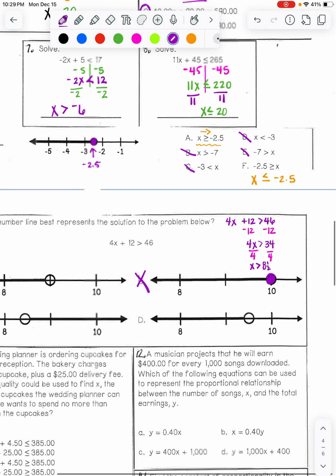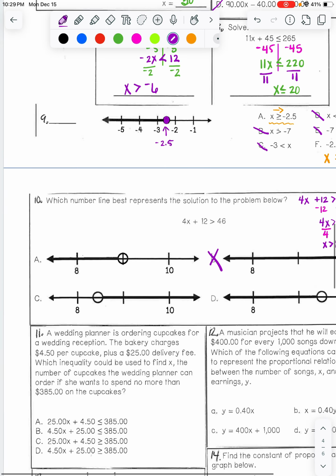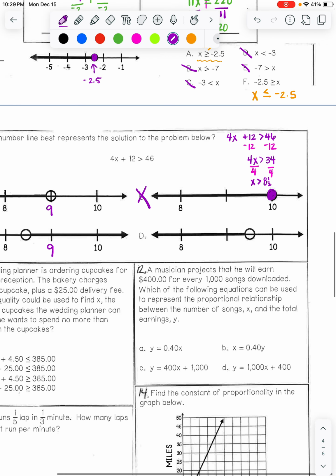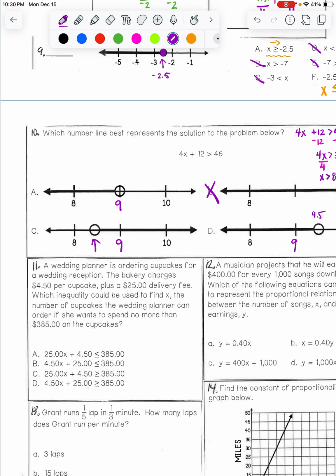So we just need to look and see about where 8.5 is. I'm guessing, since that's 8 and that's 10, that would be 9. So here it's over 9. And on this one, it looks like it's over 9.5, right? This is between 9 and 10. That would be 9.5. So here I can see that's definitely 8.5. It is shading to the right. It is greater than. C is the correct answer for number 10.